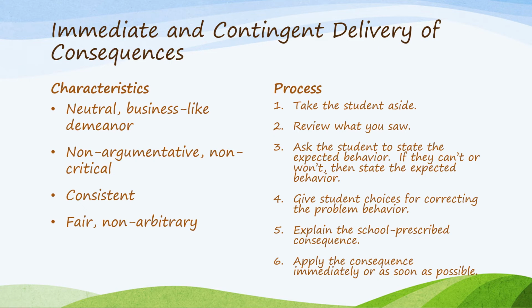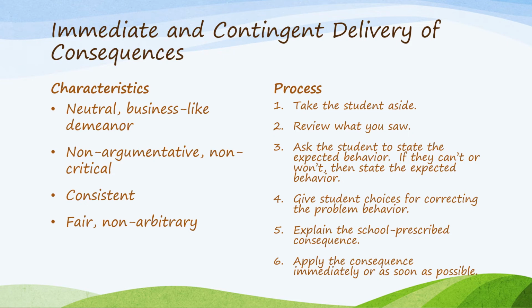Step 4. Give the student choices for correcting the problem behavior. In the blacktop example, you can give the student the choice to go back and walk across the blacktop, or they can sit on the bench for 5 minutes. Either way, they will be safer than running across the blacktop, and they will no longer have access to their preferred activity, which is a natural consequence.